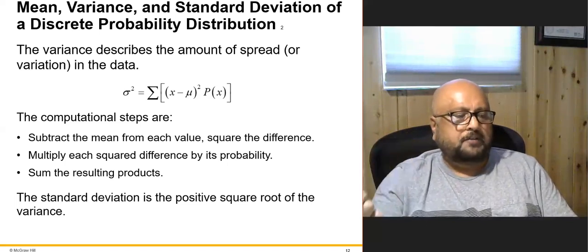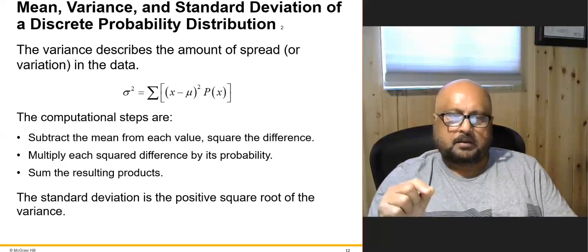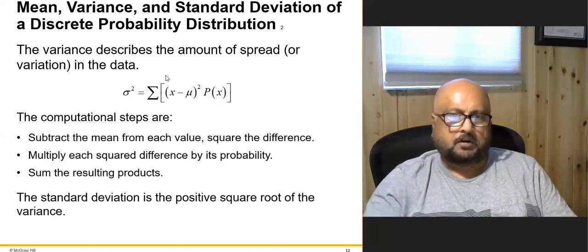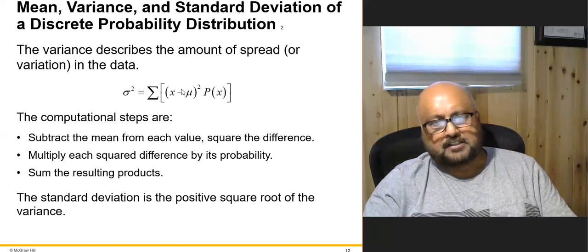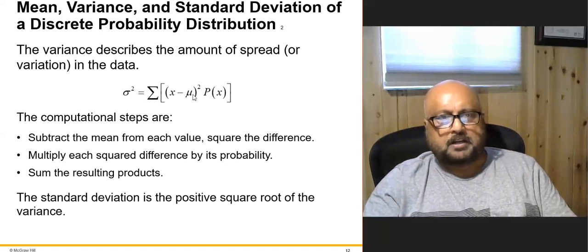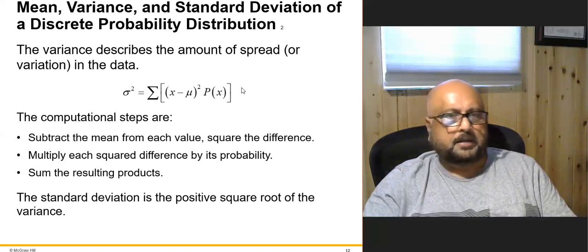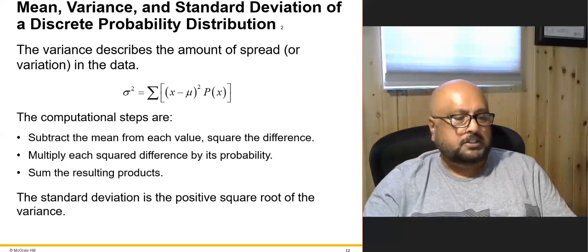We subtract the mean from each value. Each value x is any given value, and the mean is the mean of a bunch of x's. So we subtract the mean from each value, and we square that, then multiply by the probability of each of those x's. The products, we again sum up. That's how we find sigma squared, which is called variance.